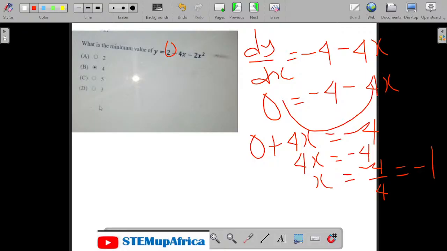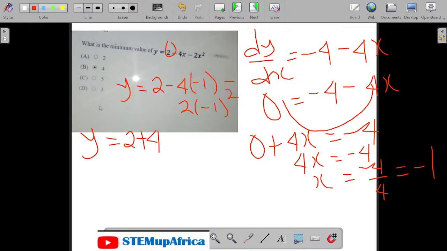Since x equals minus 1, we are going to substitute it into the expression to determine the minimum value. So my y becomes 2 minus 4 bracket minus 1, that's the value of x now, minus 2 bracket minus 1 squared. Y becomes what? 2 plus, minus times minus now gives us plus 4. Minus 1 squared is a positive 1, so here remains as minus 2. 2 plus 4 minus 2 is 4, so I'm left with y equals 4. So the answer is option B, which is very correct. Let's go to the next question.